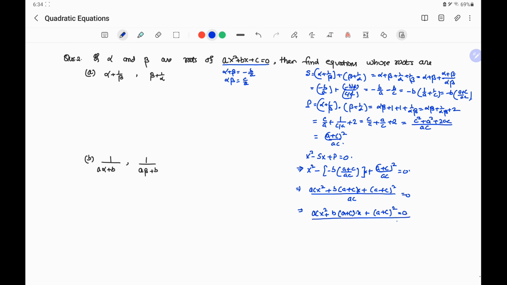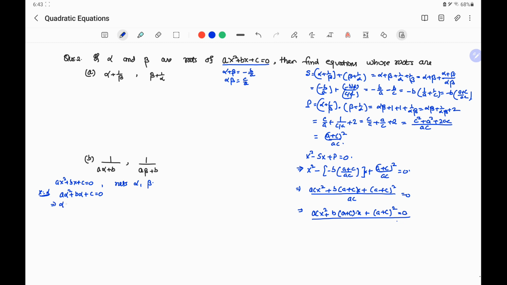This is the answer. In part B, we have to find the quadratic equation whose roots are 1 by a alpha plus b and 1 by a beta plus b. The given quadratic equation is ax square plus bx plus c equal to 0, and roots are alpha and beta. So first we substitute the value x equal to alpha. It will satisfy the equation. Therefore, a alpha square plus b alpha plus c equal to 0.